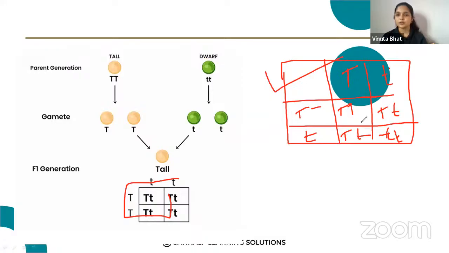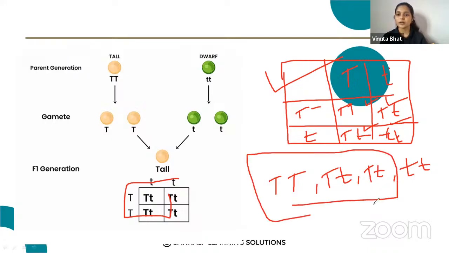So here, see, the progeny is 1, 2, 3, 4 plants produced. That is T T, T t, T t, and t t. So here 3 are tall plants and 1 is a short plant. The ratio is 3 is to 1. Very important. Practice the checkerboard for this. Next question.